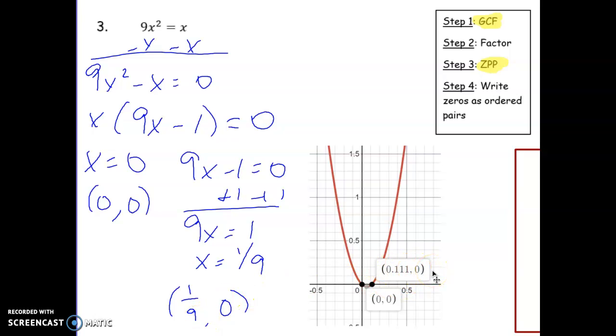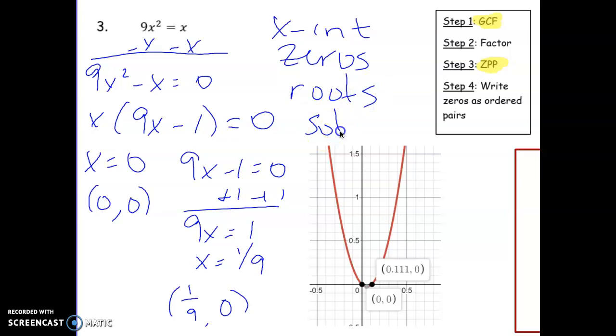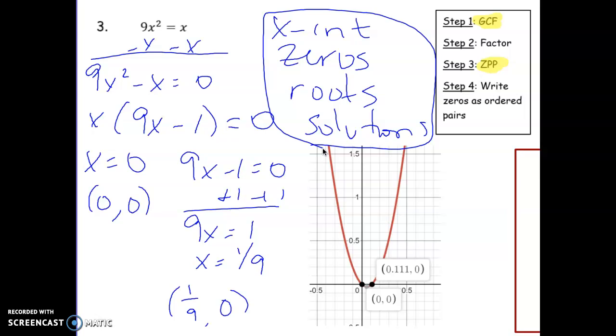So again, those factors give me my x-intercepts, also called my zeros, also called the roots of the equation. And because we're solving a quadratic, they're also called the solutions. So be very familiar with those 4 words when you guys take the quiz on Friday.